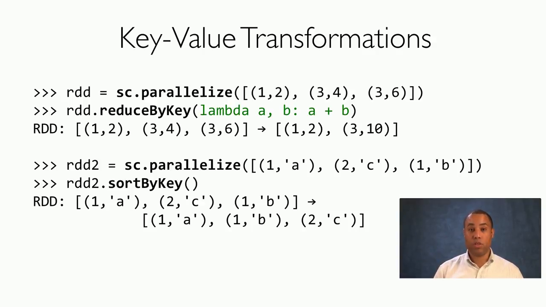The second example is a sort by key example. Here we create an RDD by parallelizing three tuples, 1 and the character A, 2 and the character C, and 1 and the character B. Now when we invoke sort by key, what we end up with is a new RDD that consists of the elements a tuple of 1 and A, a tuple of 1 and B, and a tuple of 2 and C.